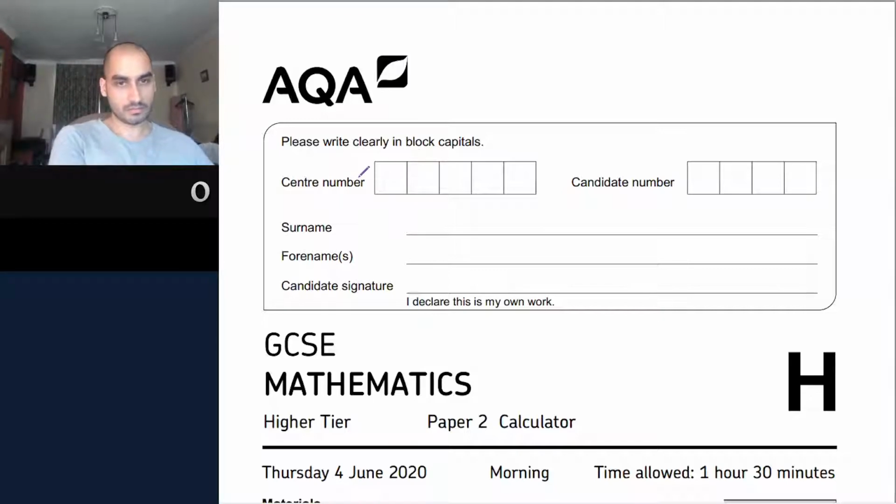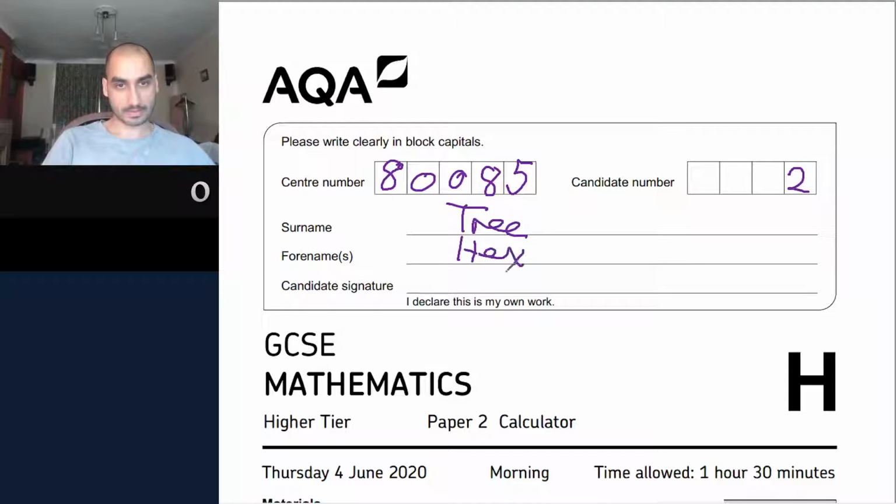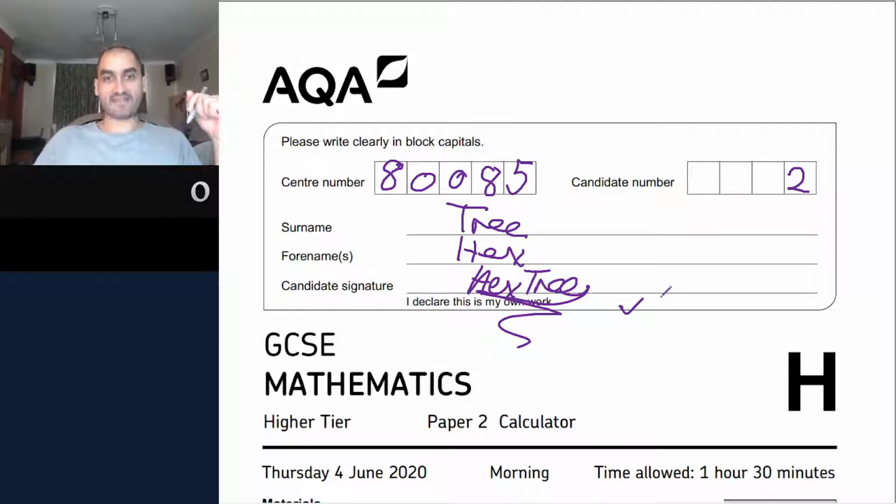Center number 8008. S5, I mean. Candidate number, I wrote 2 last time, so let's just stick with 2. Right. 3x. When I was a kid, I didn't even have a signature.